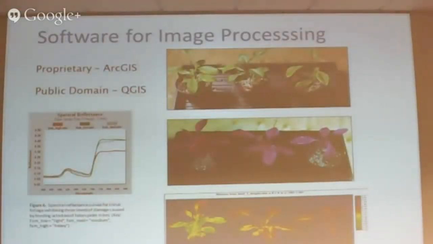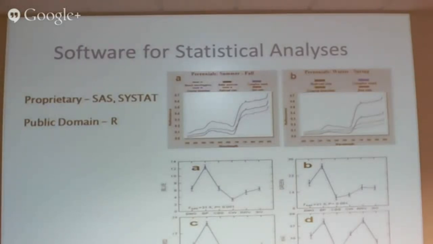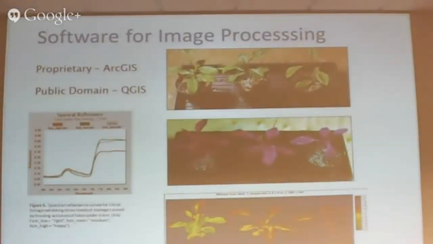Okay, now there's also various types of software for image processing. Now let me show you something here. This is a spectroradiometer. These are spectral curves for false spider mite damage on citrus. These are three little citrus plants, and we replicated this. These are just examples of what you can do with some of the software. You can't see very well any differences up here. This is the visible, red, green, and blue.